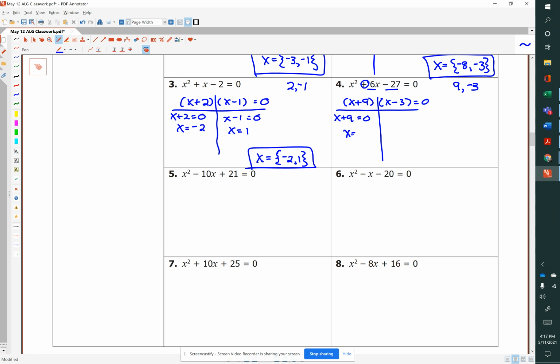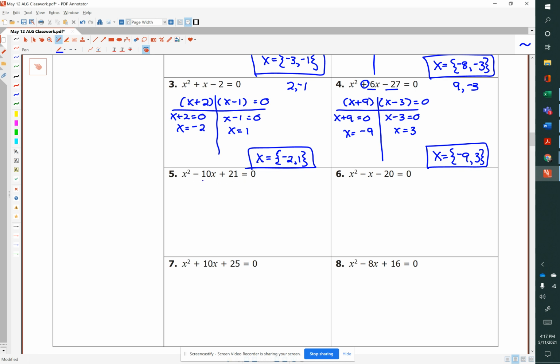And in this case, x will equal -9. And on the left side, x will equal +3. So our answer will be these two solutions, -9 and +3, indicating that our parabola will cross the x-axis in those two places. Number 5, x squared minus 10x plus 21 equals 0.